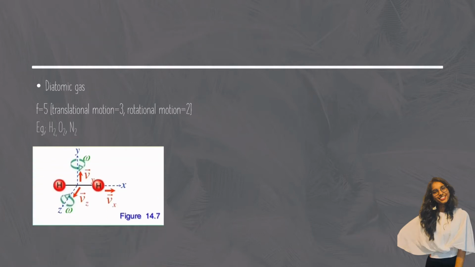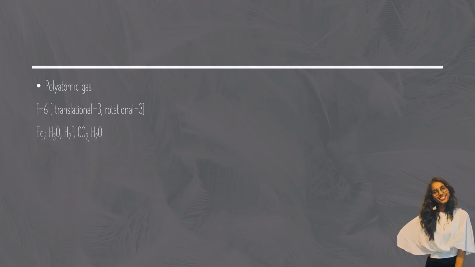So, for diatomic gas F equals 5, which includes 3 translational motions and 2 rotational motions. Examples of diatomic gas are hydrogen, oxygen, nitrogen and so on.